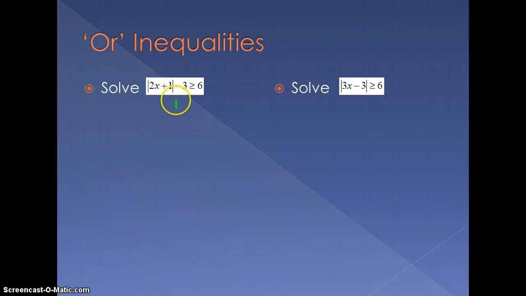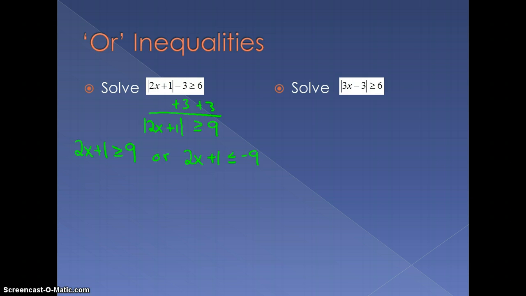"Or" inequalities. This first one, again, just like we did with the equations, we have to get the absolute value symbol by itself. Here we have minus 3, so I have to get rid of that. 2x plus 1 is greater than or equal to 9. Again, we have to set up two inequalities. 2x plus 1 greater than or equal to 9, or we have the negative 9 here, and we'll have to switch the sign. 2x plus 1 less than or equal to negative 9.